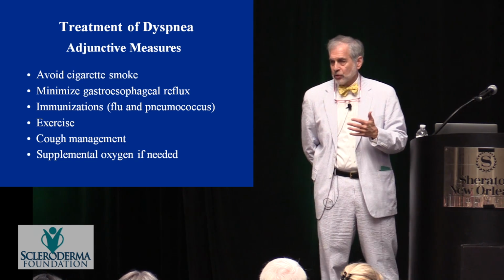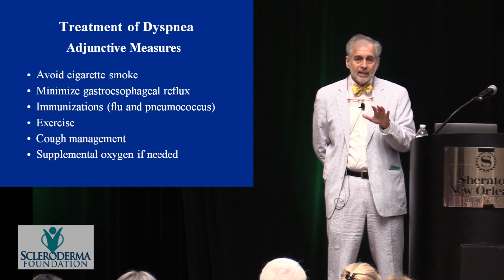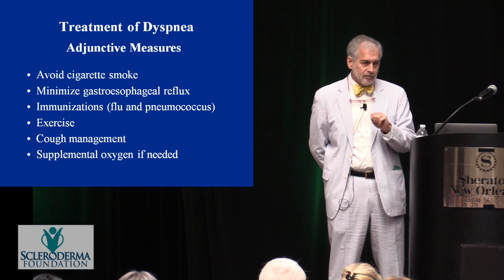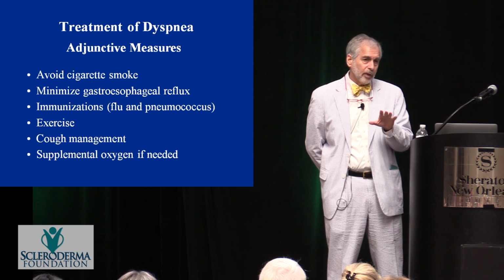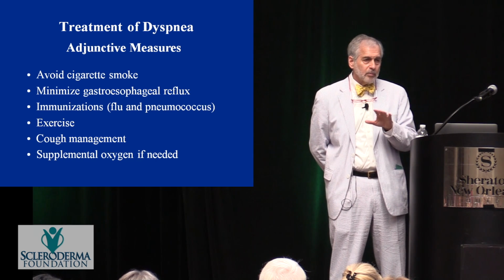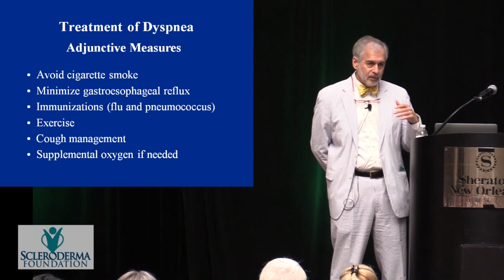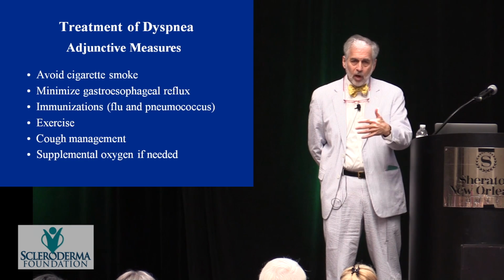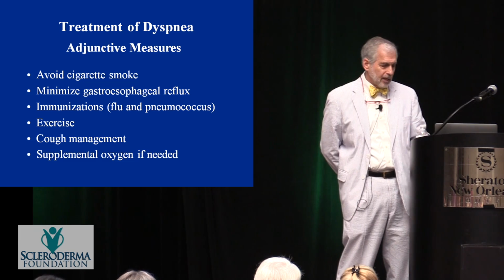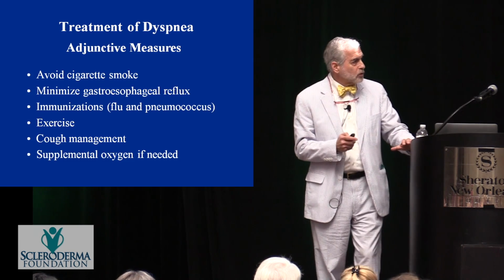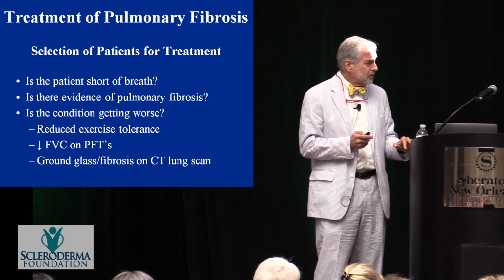Cough is a major issue, and I've heard a number of people coughing throughout this talk, and it can be a very distressing symptom for patients and very difficult to treat. And sometimes it will require opioid medications to help control the cough. And then supplemental oxygen if you are found to have a low oxygen level, or if during exercise it drops below, let's say, 89%. So those apply to all patients regardless of what might be causing their lung disease.